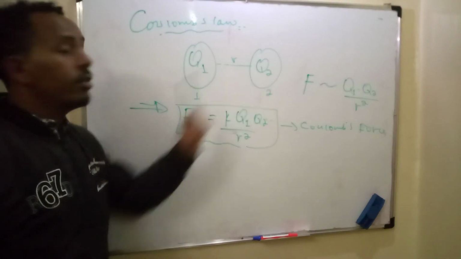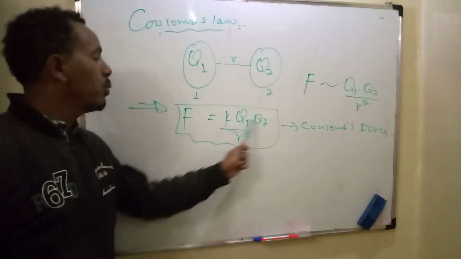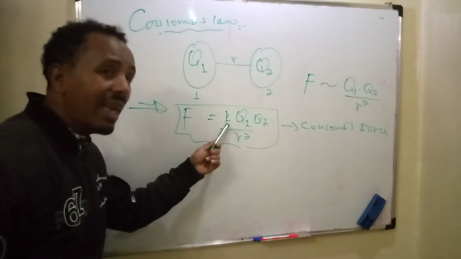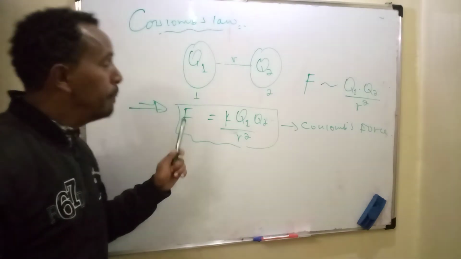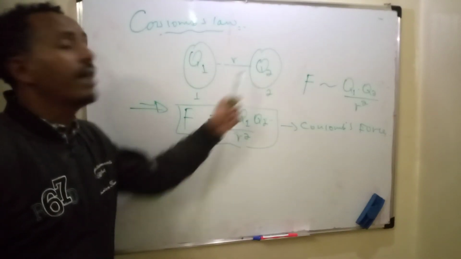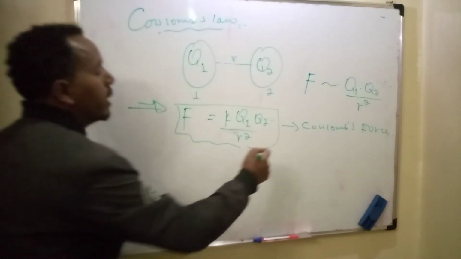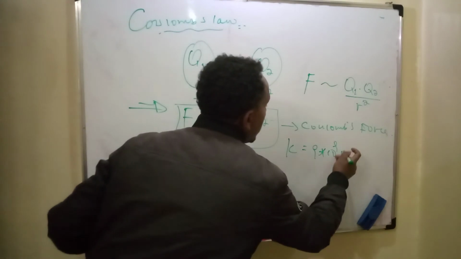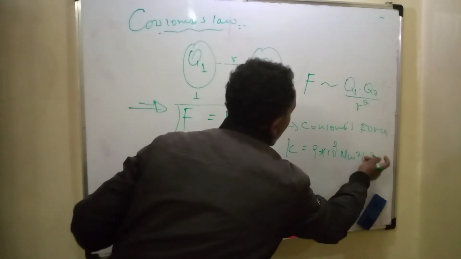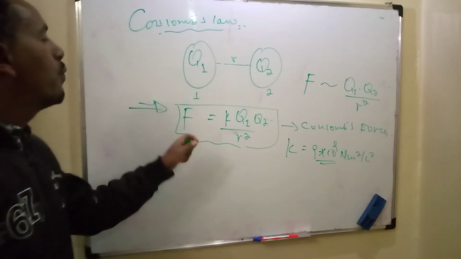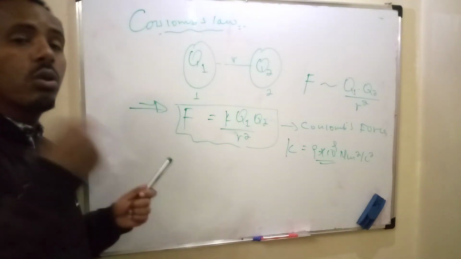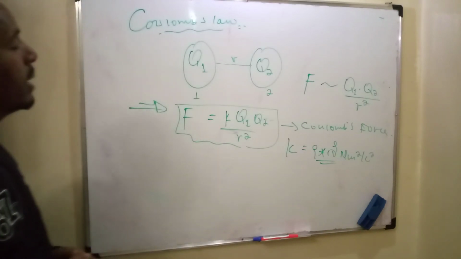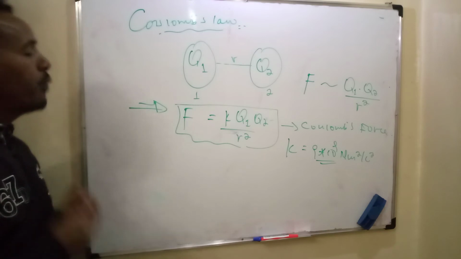The force formed between the two charges is directly proportional to the product of the charges and inversely proportional to the square of the distance between them. K is affected by the medium in which the charges are placed. The value of K is equal to 9 times 10 to the power of 9 Newton meter square per Coulomb square. This is the value of K, which is the force constant. So this mathematical expression is Coulomb's force.